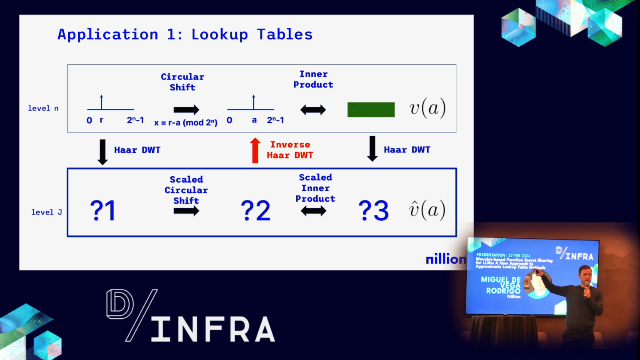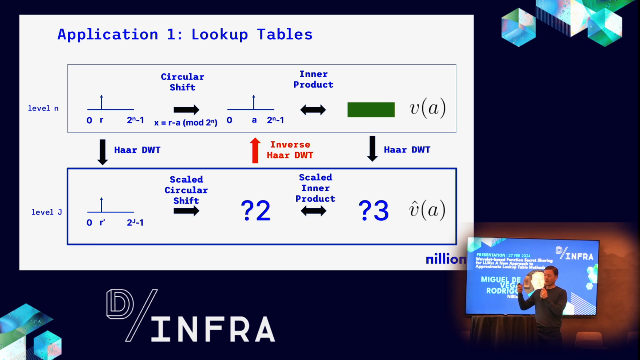The idea is that we want to replicate the same operations we're doing at level n at a level j that is coarser. Why? Because at level j, everything is shorter. Instead of working with 2 to the power of n vectors, now you're working with 2 to the power of j vectors, and j is smaller than n. So can we replicate the same? Well, actually, if you perform the Haar DWT transform on a one-hot vector, you also get a one-hot vector. It's shorter. The non-zero element is different, it is r prime, but it's related to r. Also, the circular shift that we were doing at scale n, now we can also find an equivalent at scale j. Again, it's different, but it's related.